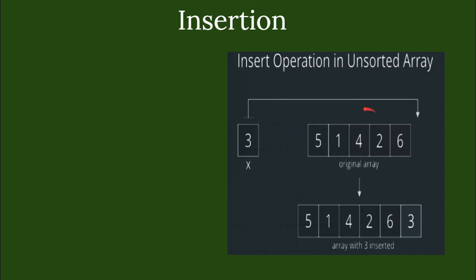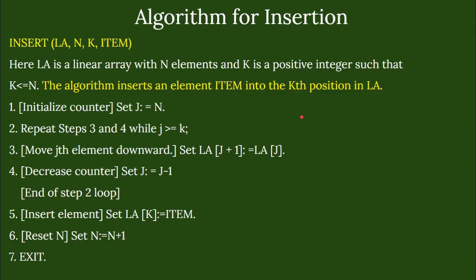Now j is equal to j minus 1, because we have incremented the counter by shifting into the next position. So we are decrementing by 1 in order to make the space in between 1 and 4, so in that place we can insert 3. That is done by this equation: LA of k is equal to item. That is the line that does the inserting operation into the array.